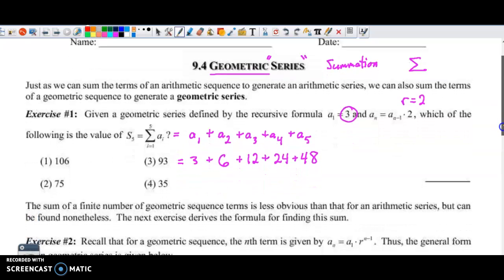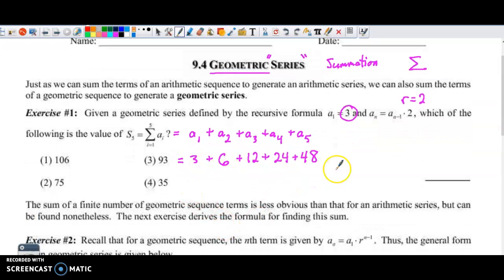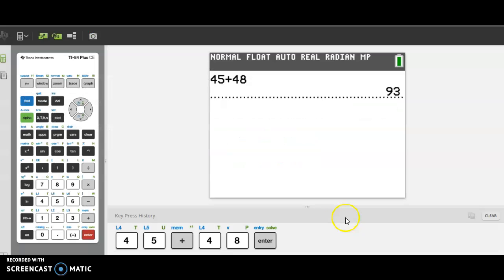But this isn't as nice as the arithmetic. You can't just do the rainbow addition because it just doesn't work that way. Probably the best option for you, and you're allowed to use a calculator, is just to add. If you notice, we do 3 plus 6 is 9, plus 12 is 21, plus 24 gives 45, and then plus 48 should give me 93. I'm just double checking because I always second guess myself. Yeah, it came out to be 93.